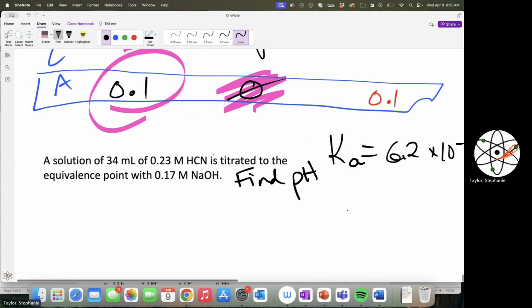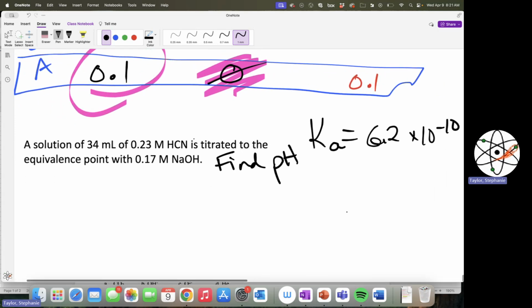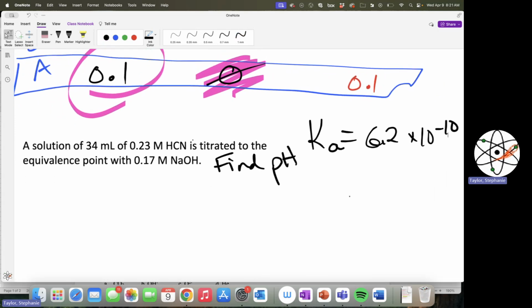Okay. So two things before we get started. One, this question will be kind of long. Two, this is a great question for Saturday. So I do recommend that you know what this is.